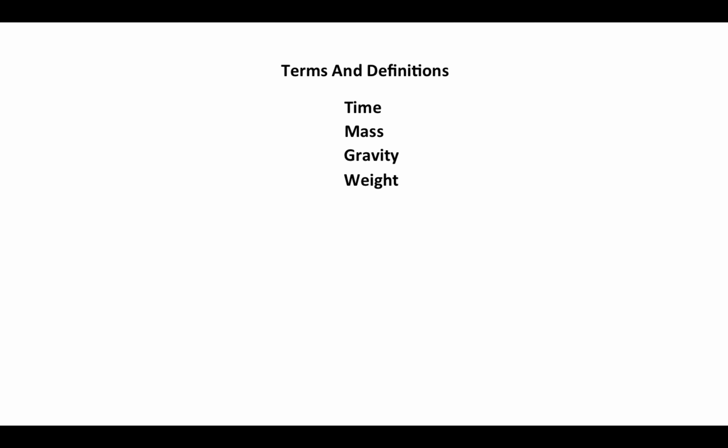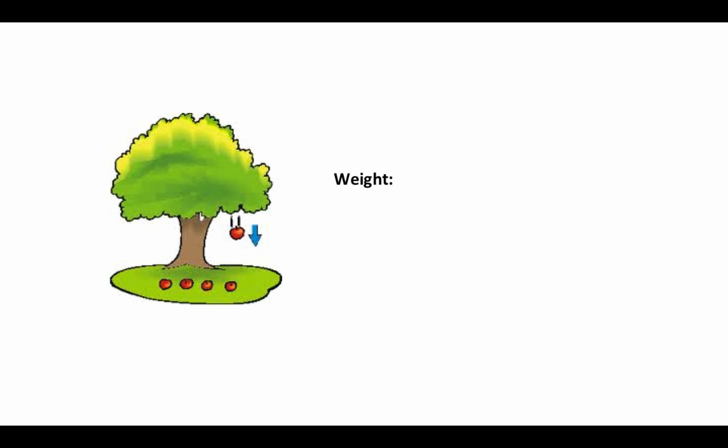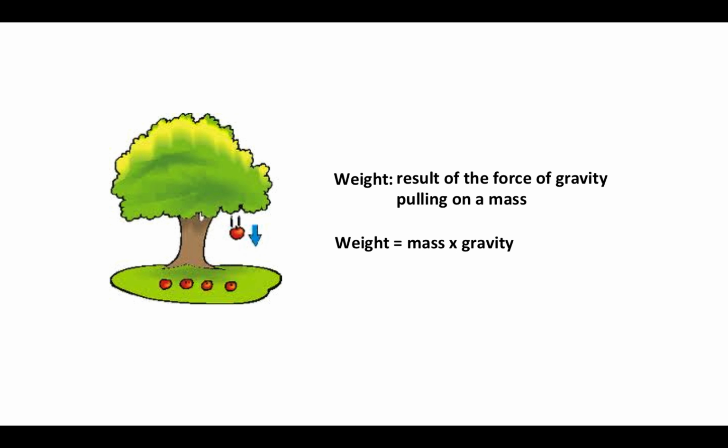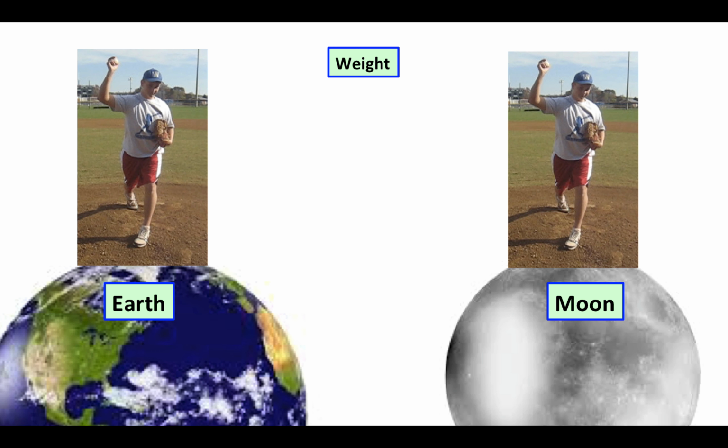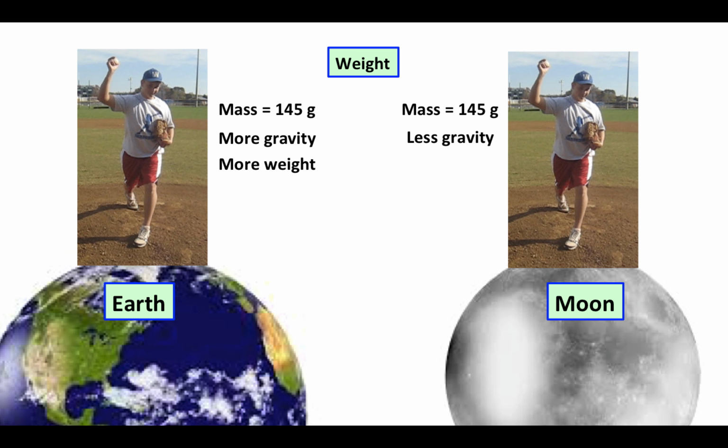And on to weight. Now, weight is the result of the force of gravity pulling on a mass, and weight is equal to mass times gravity. Here's our picture again on the Earth and then on the Moon. Same baseball, same mass, more gravity on the Earth, more weight. On the Moon, less gravity and less weight. On the Moon, we see a more or less straight trajectory. On the Earth, the ball will follow a downward arc because of the greater gravity.